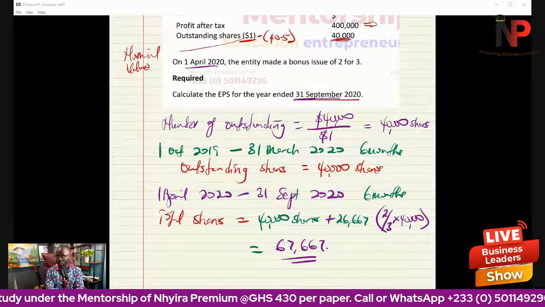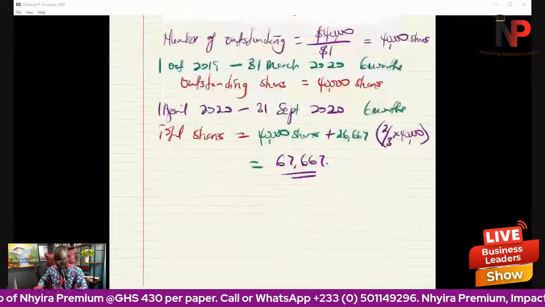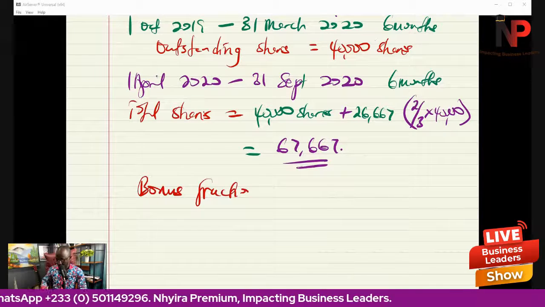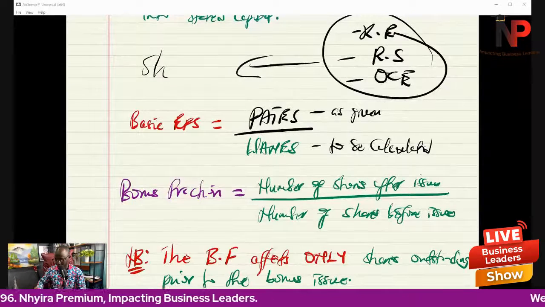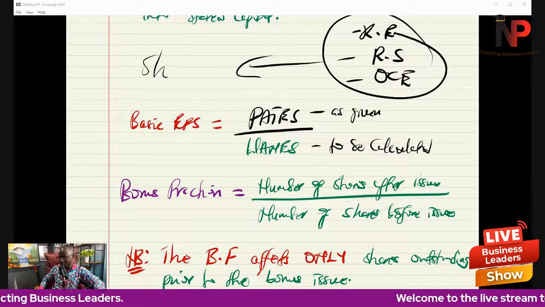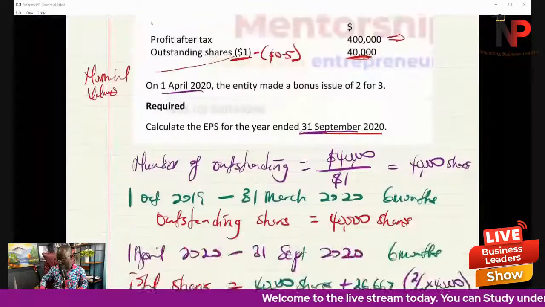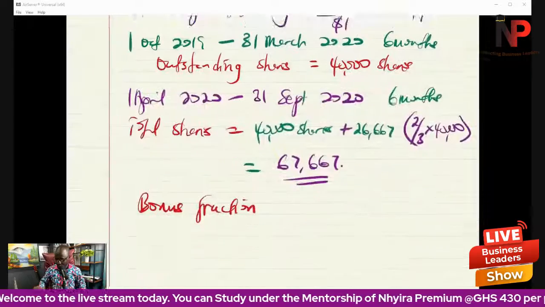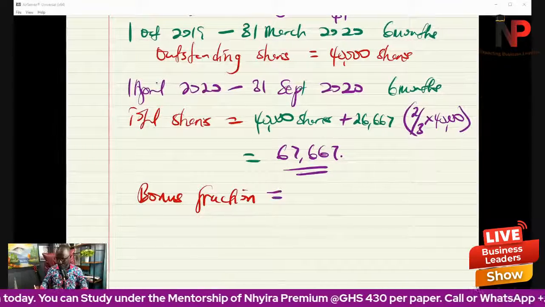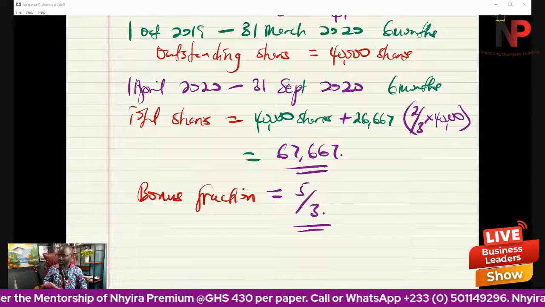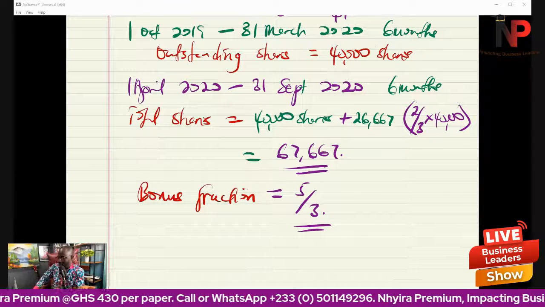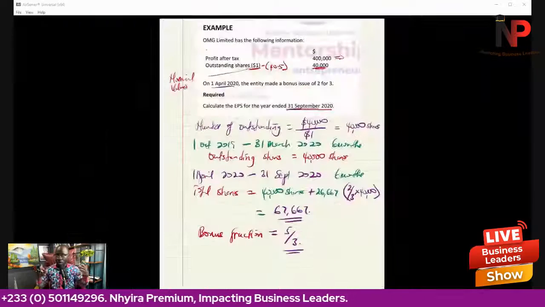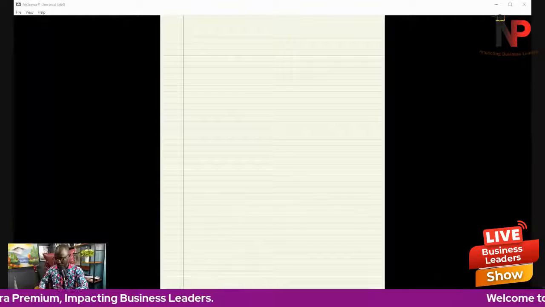Now, because it is a bonus issue, we then have to calculate the bonus fraction. If you remember, we said the bonus fraction should be the number of shares after the issue divided by the number of shares before the issue. Before the issue, we had 3. After the issue, we will have 5. So our bonus fraction will now become 5/3. You don't punch it out to get any answer for the period under review. It's just going to be left there like that because we will use it to do our calculation.